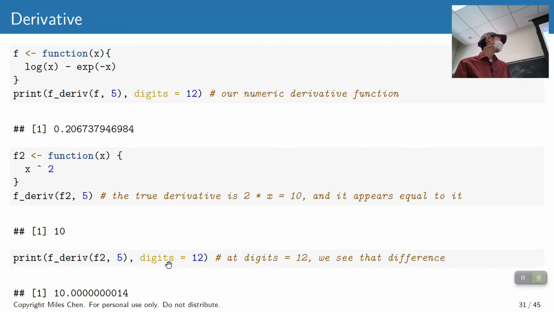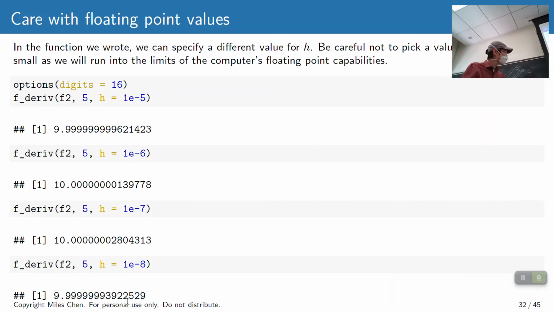And if I set digits equals 12, we can see it's a little bit off. The true derivative is 10, and here we're getting 10.00000000014. So we're off by a little bit, at the 11th decimal place. And we can see how our approximations differ with different size h's. What we're doing is approximating by adding an h, subtracting off an h, and seeing how much the function changed. So what if my h is 10 to the negative 5, 10 to the negative 6, negative 7, 10 to the negative 8?